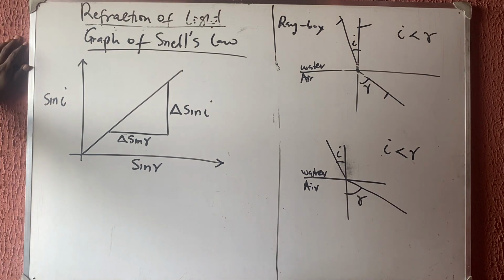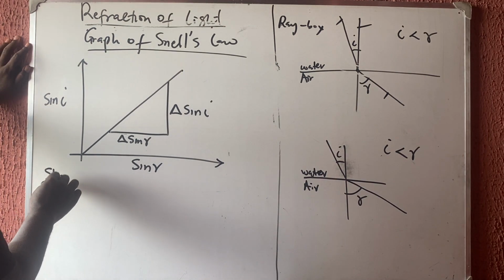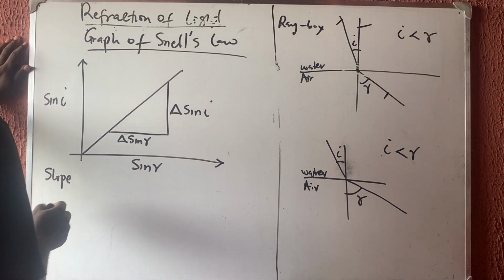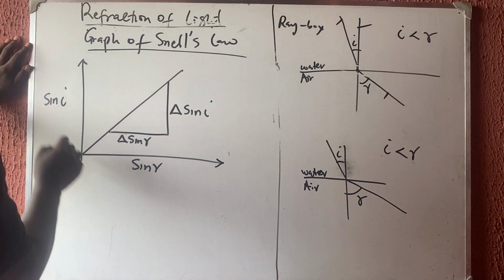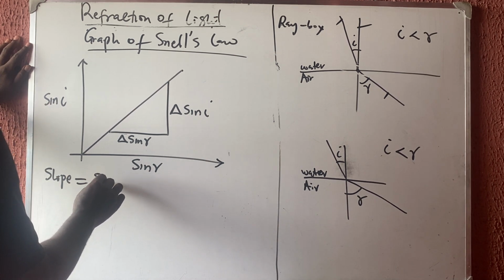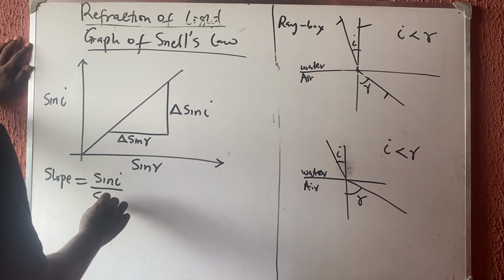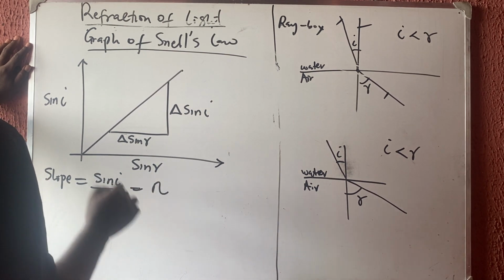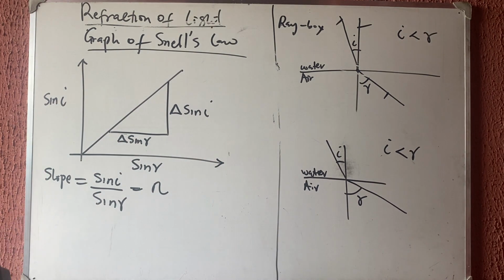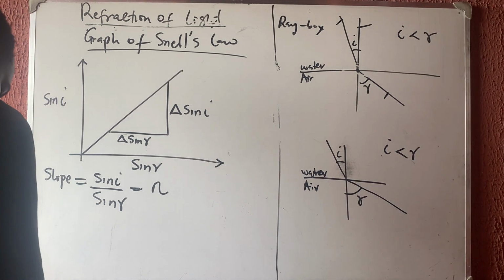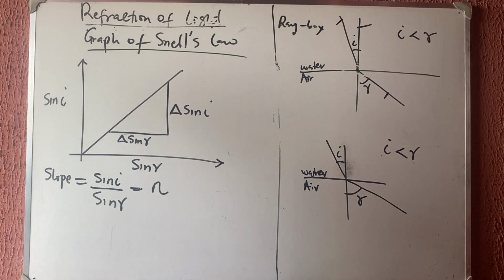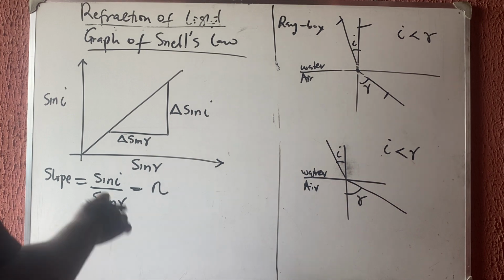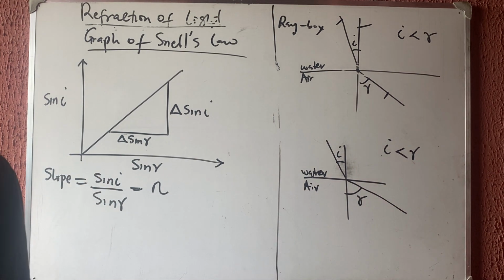Okay, we will now see that the slope of Snell's law, sine i over sine r, is equal to that constant. And what's that constant? We call that constant the refractive index. This is the graphical representation of Snell's law.